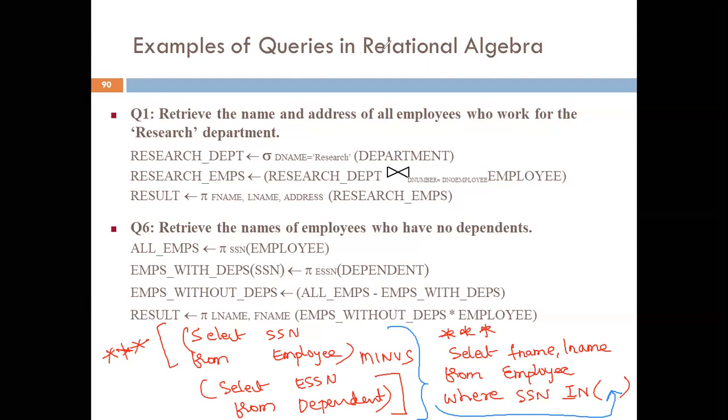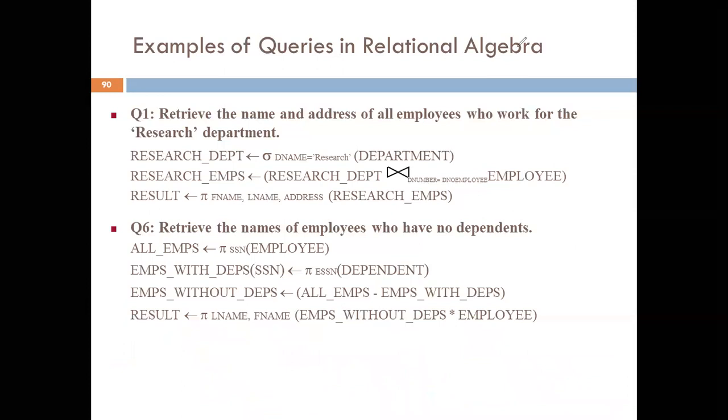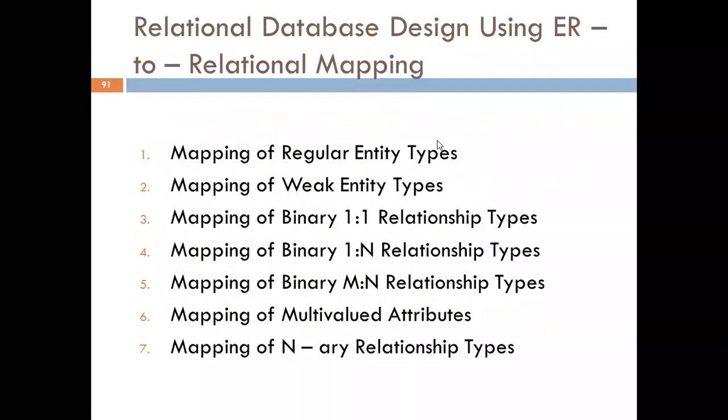So this completes the relational algebra. In our next class, we shall study the relational database design using the entity relationship to relational mapping. It is nothing but how to convert an ER diagram to a schema, or ER diagram to tables. For that we have 7 steps. So we shall discuss this in our next class.